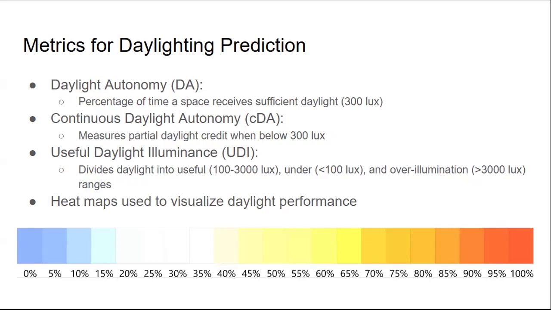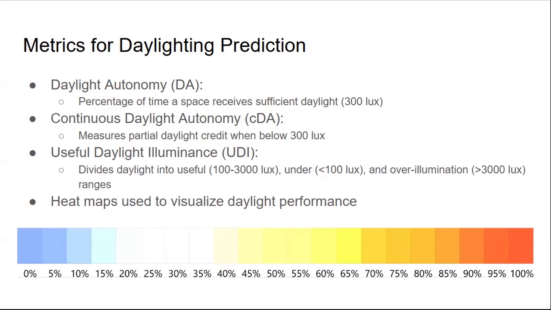And finally, we have useful daylight illuminance, or UDI. UDI goes a step further by dividing daylight into three categories: useful daylight, which is between 100 and 3000 lux; below useful daylight, which is less than 100 lux; and exceeding useful daylight, which is above 3000 lux. This is especially important because it helps us identify areas that might be over-illuminated and prone to glare, right? Over-illumination doesn't mean there's glare there, but they are highly related.